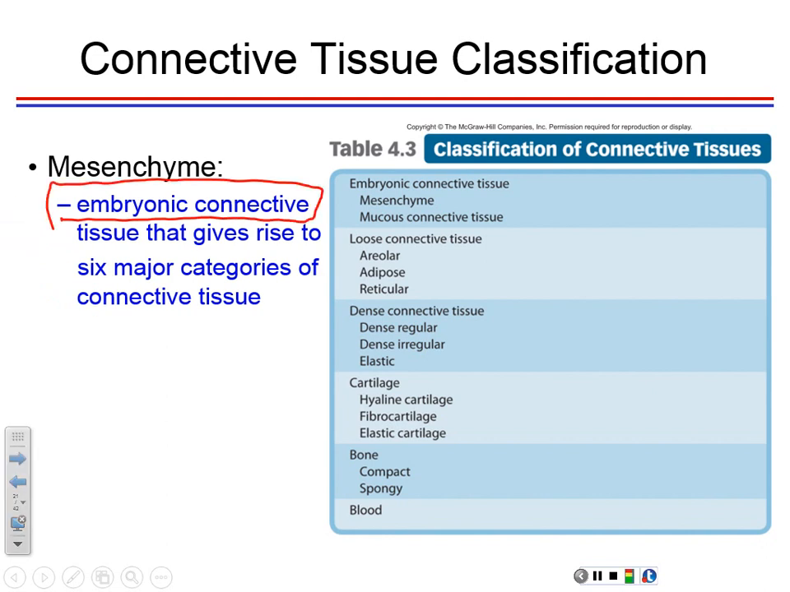So you can form the mucous connective tissue and the mesenchyme itself. So that's embryonic tissue. Then you get loose connective tissue. Loose connective tissue is kind of like a filler, and it holds organs in place and so forth. Areolar, and then of course dense connective tissue. So dense regular, dense irregular, so and so forth.